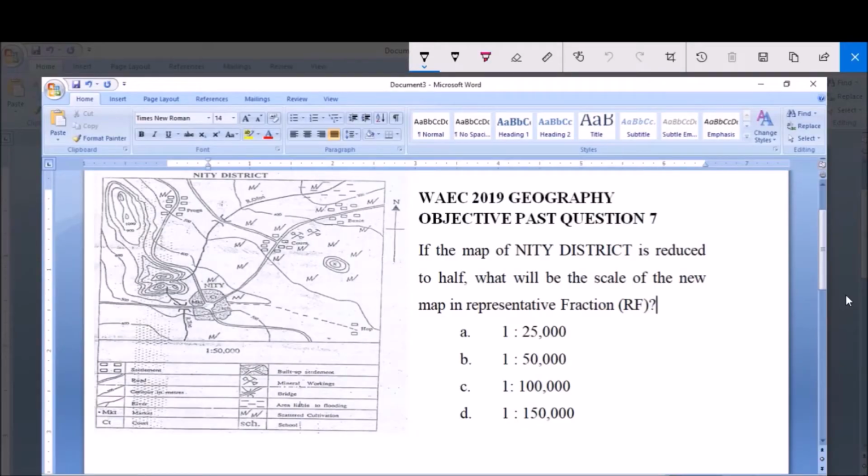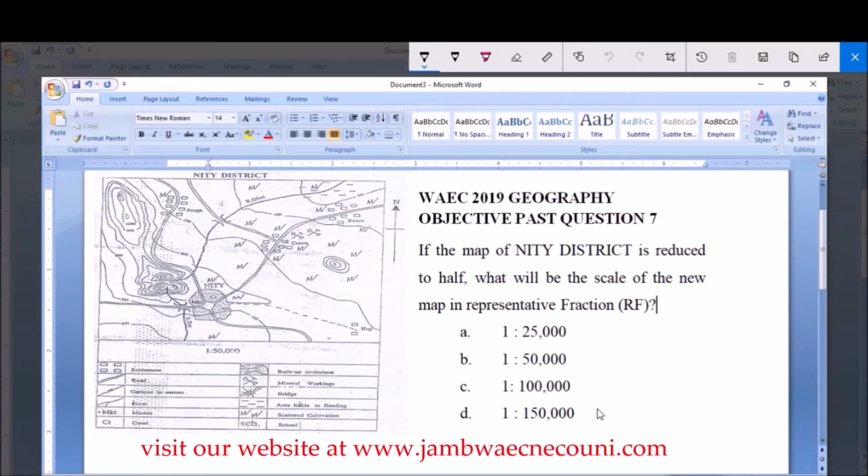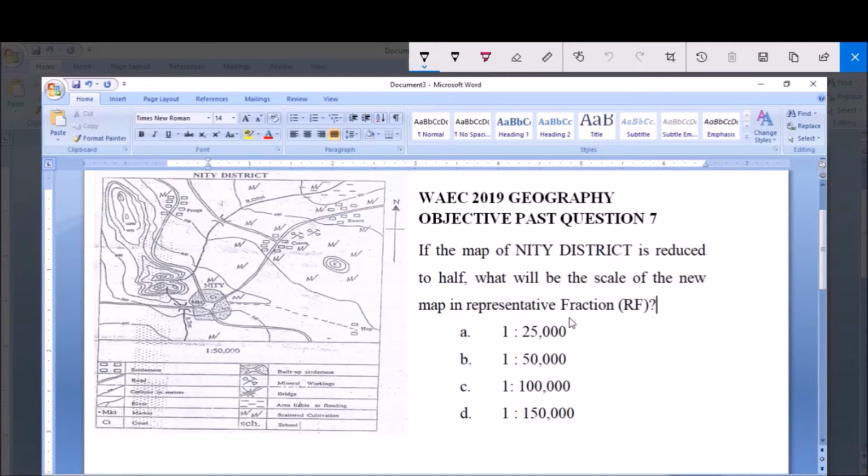Hello, I'm going to be answering WAEC 2019 Geography Objective Past Question 7. If the map of Niti district, which is this map given to us, is reduced to half, what will be the scale of the new map in representative fraction RF? Option A, 1 is to 25,000, B, 1 is to 50,000, C, 1 is to 100,000, D, 1 is to 150,000.